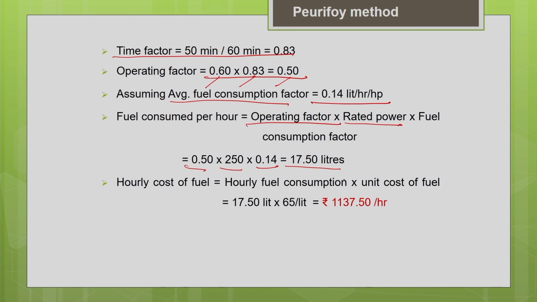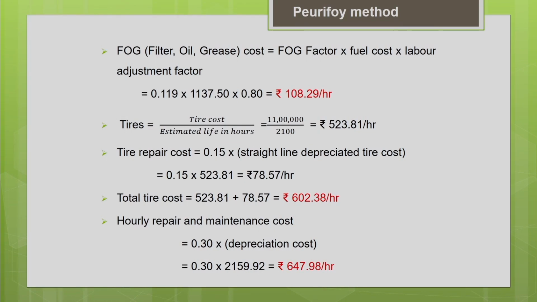Now, we have to estimate the hourly cost of the fuel. For that you have to multiply the hourly fuel consumption by the unit cost of the fuel. Unit cost of the fuel in the local price is 65 rupees per liter. So, when you multiply it, you will get the hourly fuel cost as 1137.5 per hour.